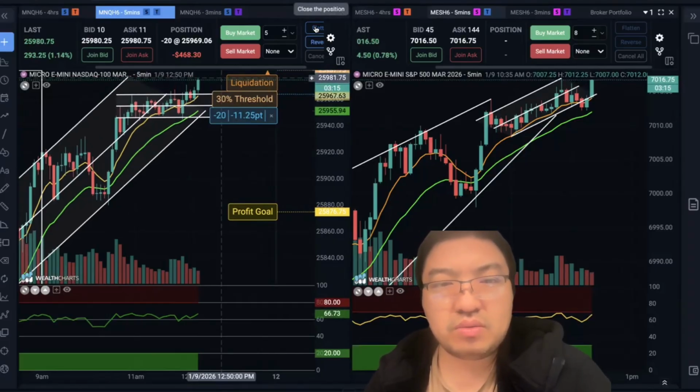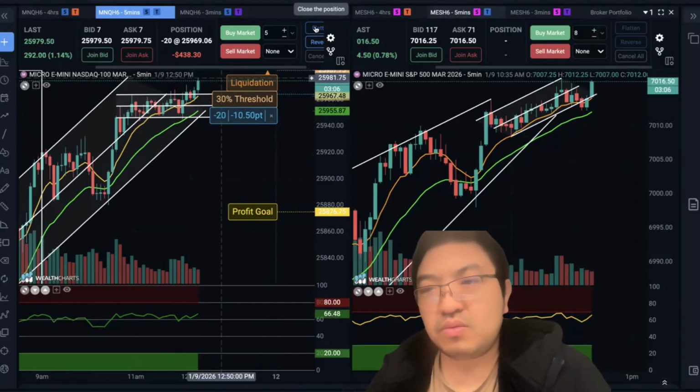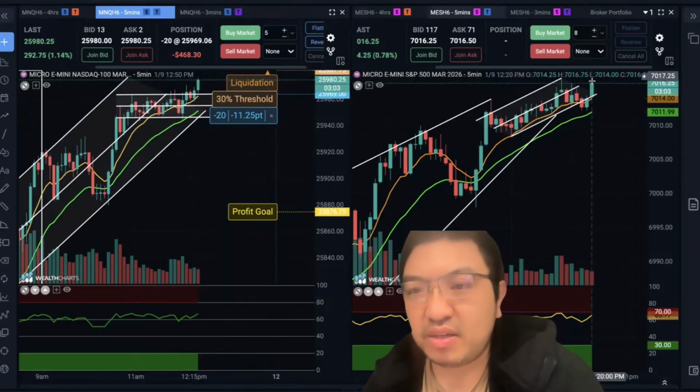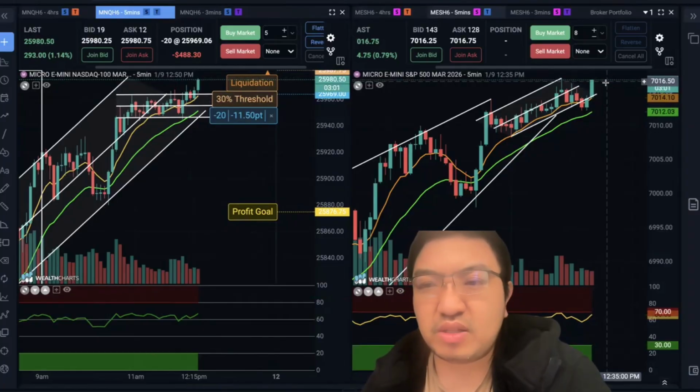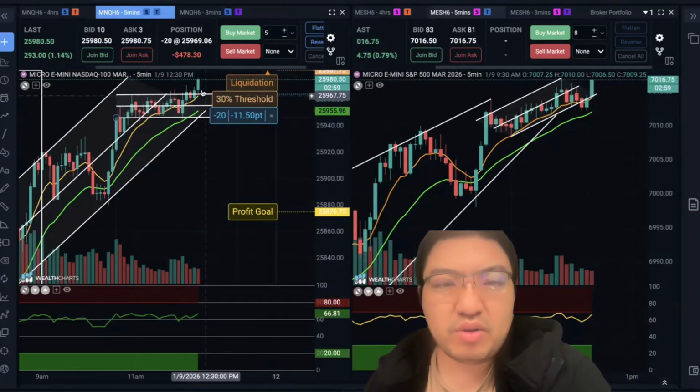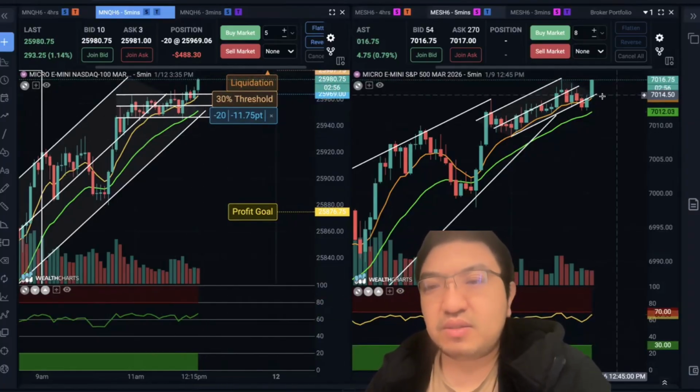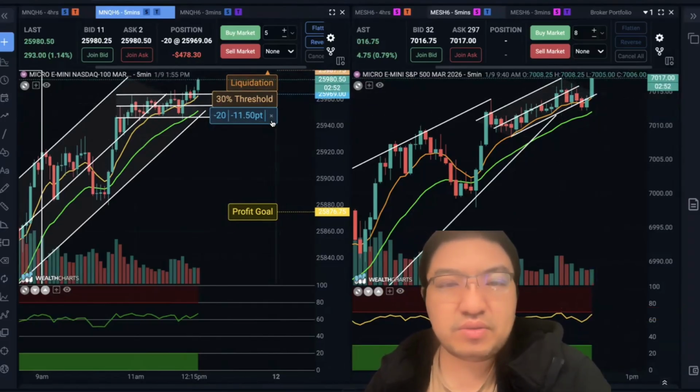Okay. Yes, touch the previous resistance. We'll see how it behaves. But NQ already broke, bull flag and break. So it looks like another one like this. I just need to quit the trade.